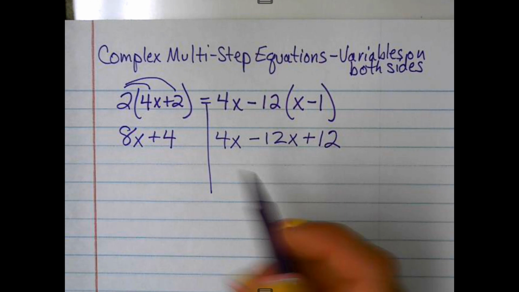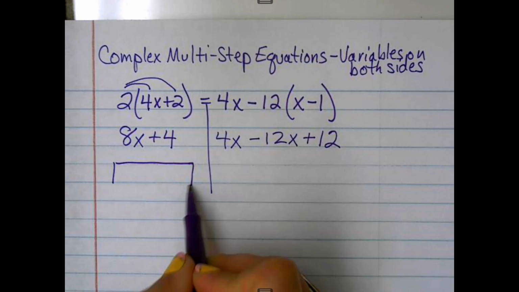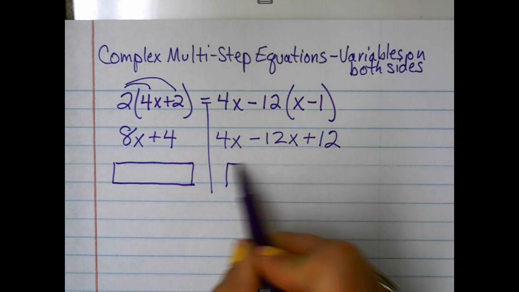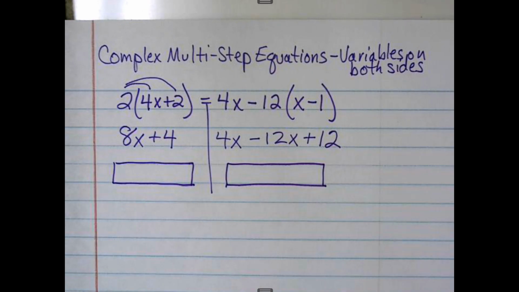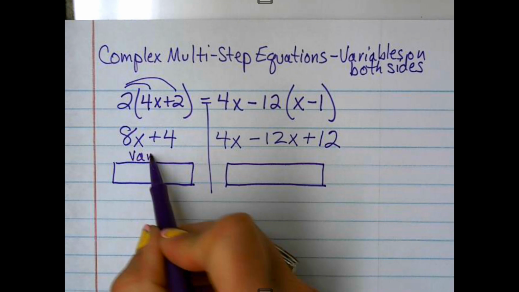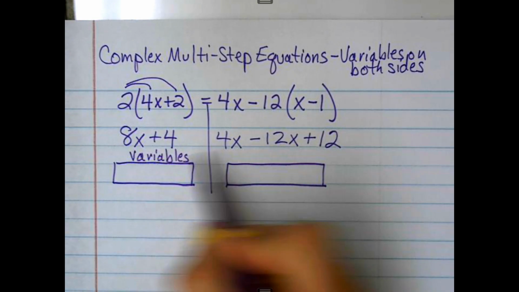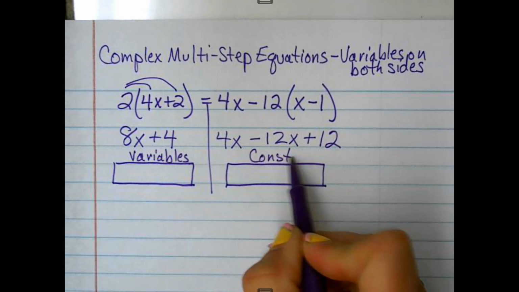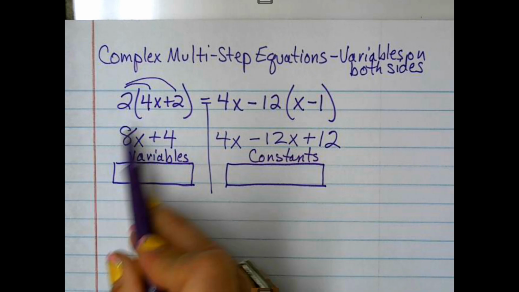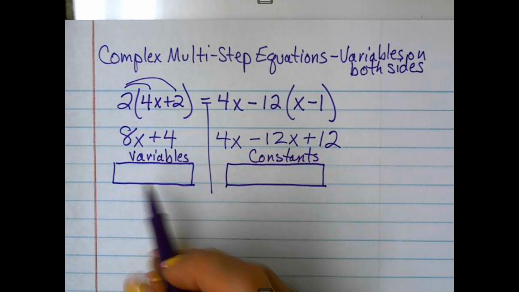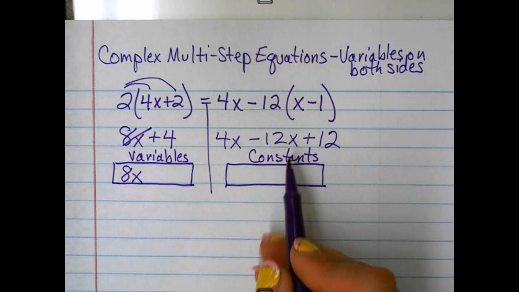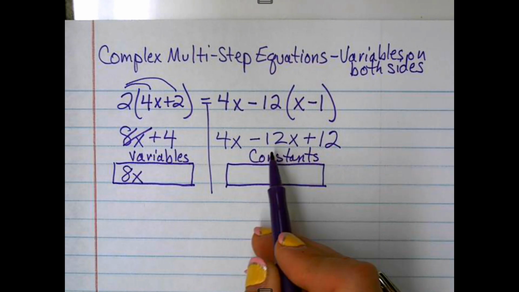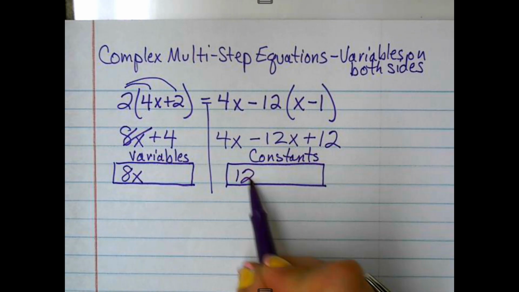Now, I'm going to make those rectangles. I like this new method. I wish I would have known this 35 years ago. I just think it really makes it quick and easy to simplify these. On the left-hand side is variables. On the right-hand side is constants. So any variable I see on that left-hand side, I'm automatically going to put in the box. On the right-hand side, any constant I automatically see goes in the box.